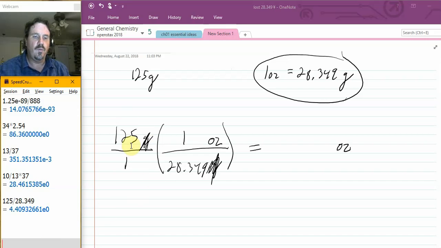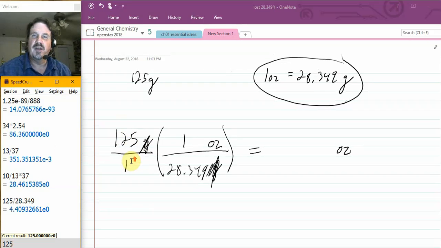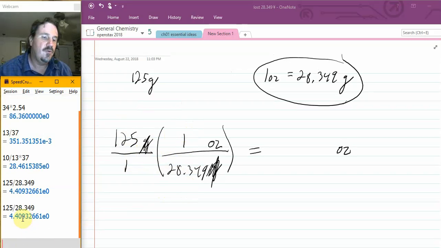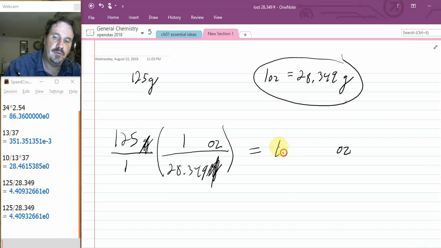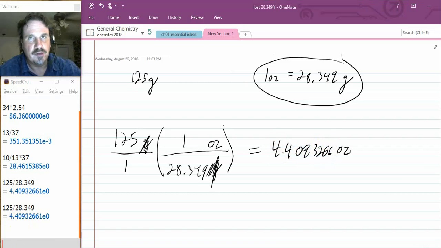I'm starting with 125. 125 divided by 1. Don't really need to put that on my calculator, right? The next part, times 1. Again, don't need to put that in, but then on the bottom, divided by 28.349. Okay, so divided by 28.349 equals 4.40932. Okay, let's write that down. 4.4093266.